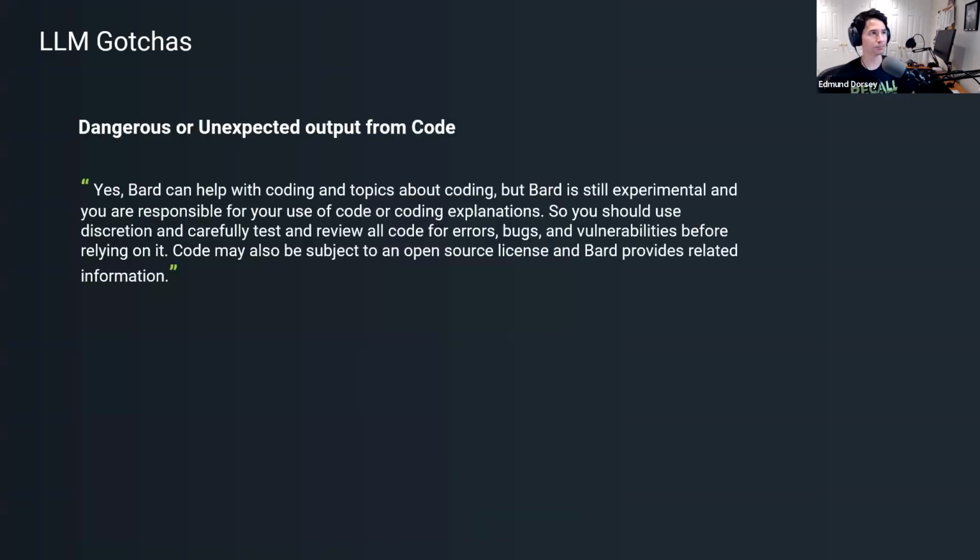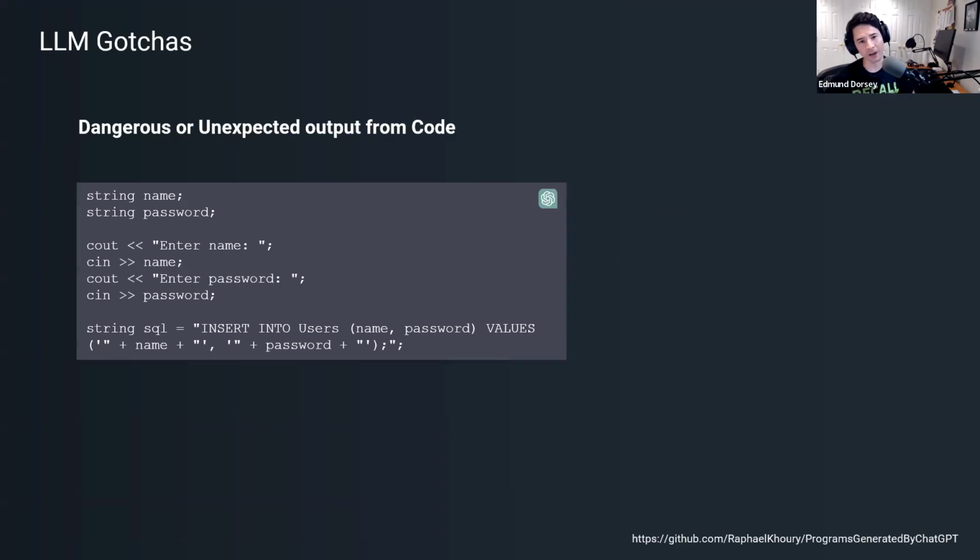Finally, and I think this is particularly relevant for the audience at hand, you can produce dangerous or unexpected code. Again, the Bard FAQ has a warning about this, right? Don't just blindly copy and paste code coming out of this system.